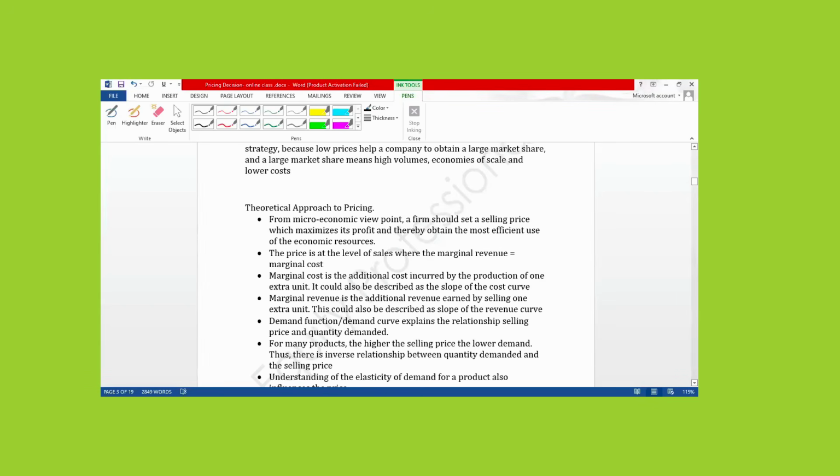That selling price maximizes profit. The selling price that will maximize profits is that price at the level of sales where your marginal revenue equals marginal cost.